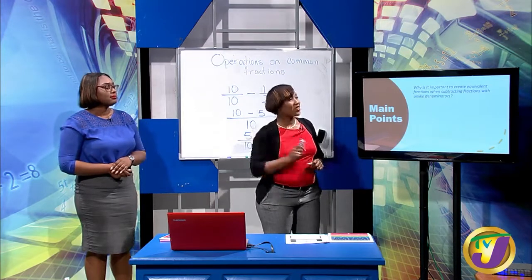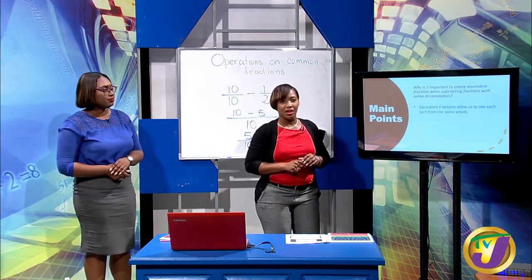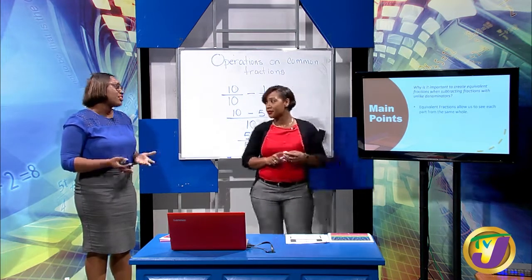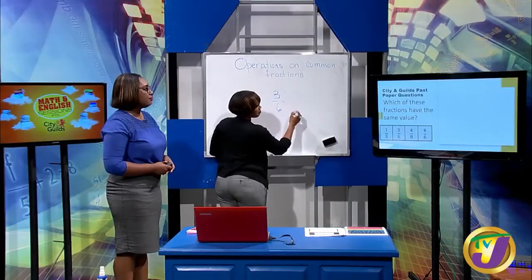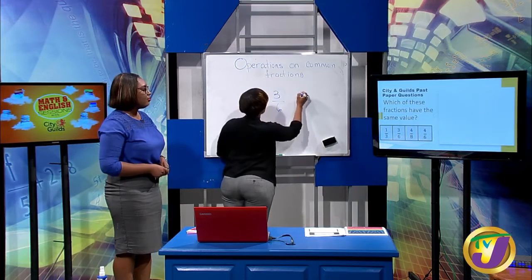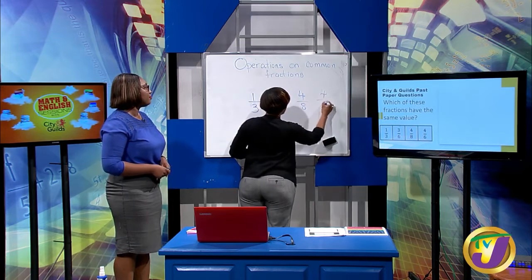Why is it important to create equivalent fractions when subtracting fractions with unlike denominators? Well, equivalent fractions allow us to see each part of the same whole. So our first question: which of these fractions has the same value? So here we're looking at 1/3, 3/6, 4/8, and 4/6. I hope you can see that last one.